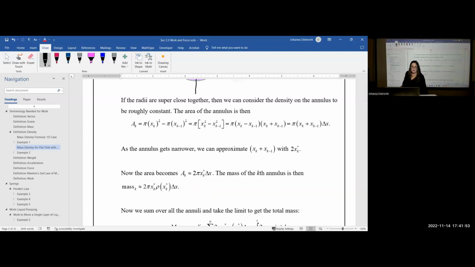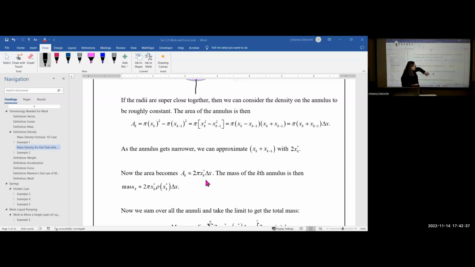And our formula then becomes the following. For our formula, we get a sub k is approximately equal to 2 pi x sub k star times delta x. Now, the 2 and the x sub k star came from the x sub k plus x sub k minus 1. And we just inserted the pi in the middle because it was a good place to put it. And then the x sub k minus x sub k minus 1 becomes delta x. So this is the area, which basically was the area of the outer ring minus the area of the inner ring. So these are equivalent.